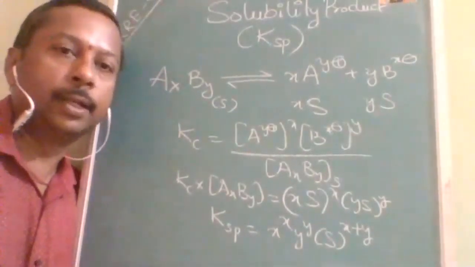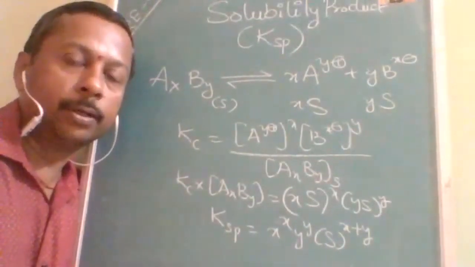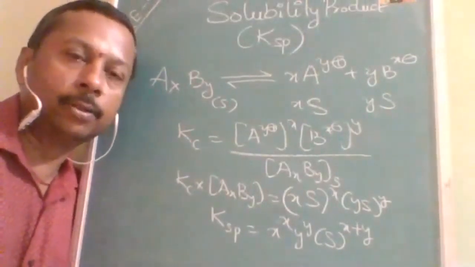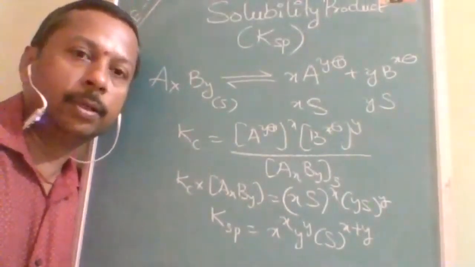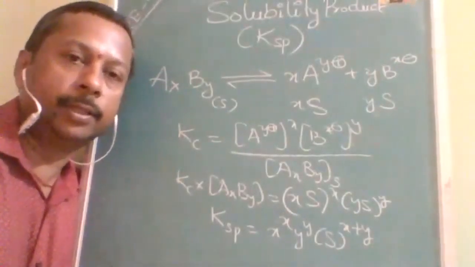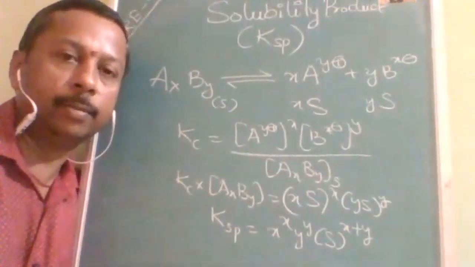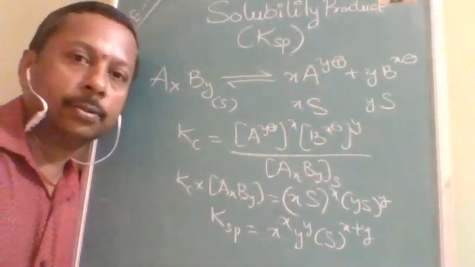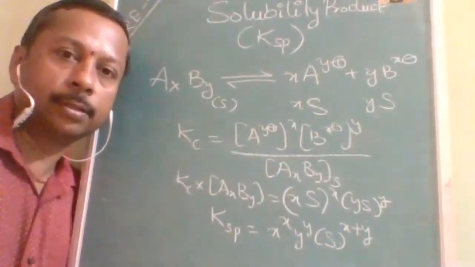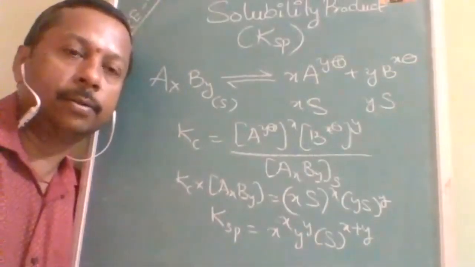It is applicable only to sparingly soluble salts, because most salts are completely soluble, so they will not be reversible. If they are not reversible, there is no chance of equilibrium, so no equilibrium constant. So this is applicable only for sparingly soluble salts, or some weak acids and weak bases also.